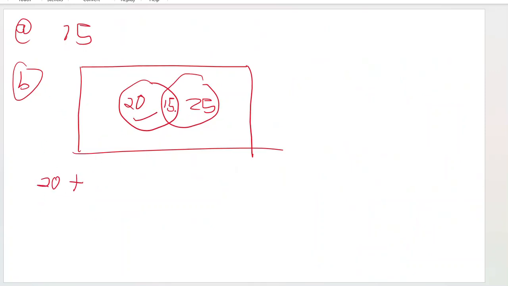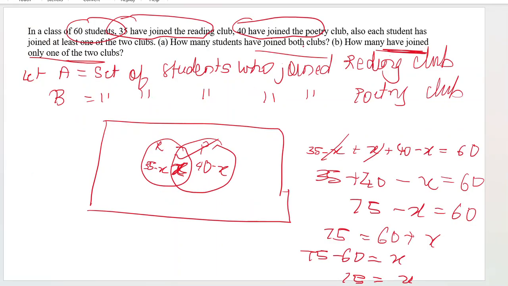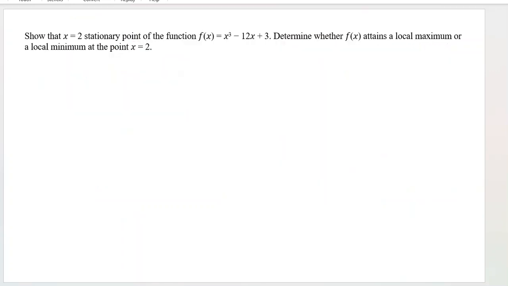We cannot add this 15 because 15 are there in both the clubs. So we have to add 25 because they are only in the poetry club. So the total is nothing but 20 plus 25, which is 45. This solves the problem. We were asked about the number of students who have joined both the clubs, and also the number of students who have joined only one of these clubs, and both these answers we have obtained.